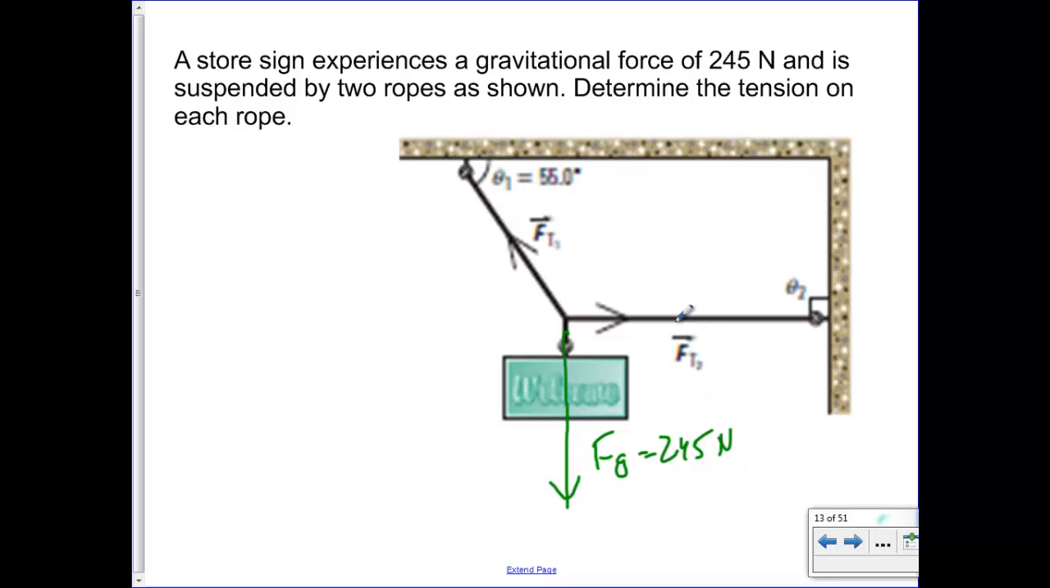So this sign is being pulled down by a force of gravity of 254 newtons. My question is then, how much tension is there in this rope holding the sign to the wall? And how much tension is there in this rope right here holding the sign up and down? Do you guys get the concept here? One of the ropes is kind of half holding the sign up, and then this rope right here is preventing the sign from swinging away from the building. Does that make sense?